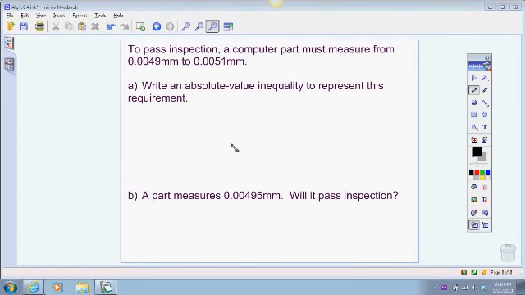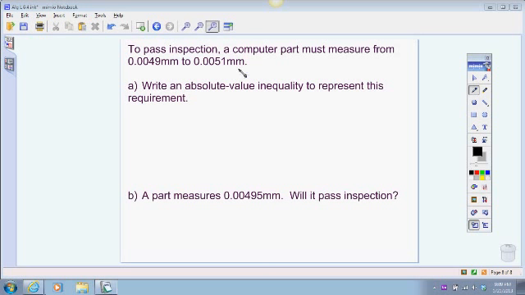If someone works in a field like quality control, absolute value inequalities are helpful to figure out whether different parts meet requirements. So stick with me on this problem and you can kind of see what people in jobs like quality control do. It says to pass inspection, a computer part must measure from 0.0049 to 0.0051 millimeters.